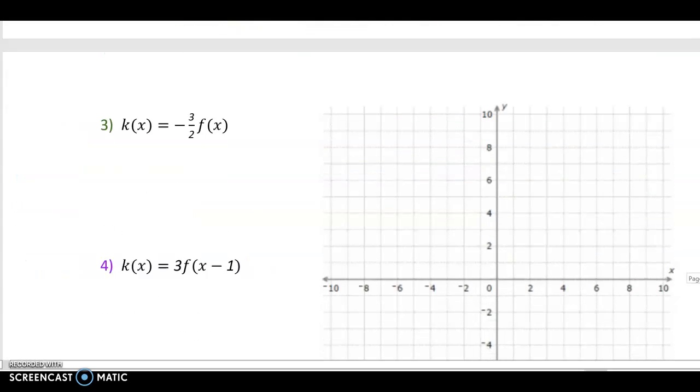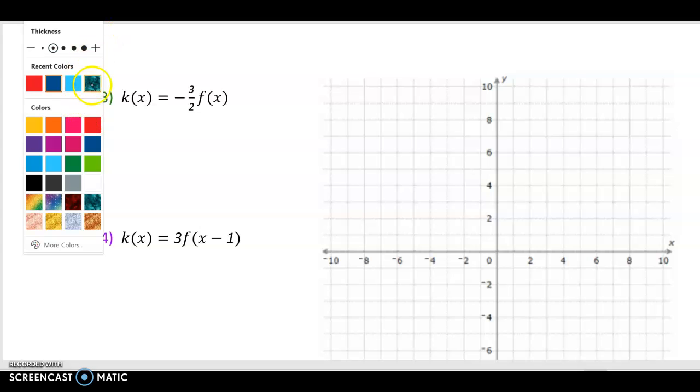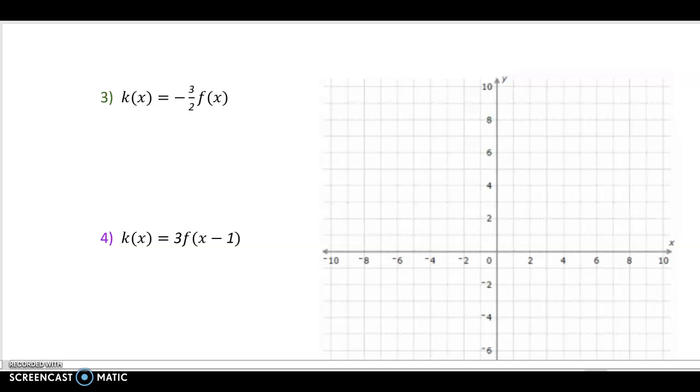We're going to look at the next 2 as well and just talk about what the transformations are. And then I'm going to leave you to try graphing them all on your own. See how that goes. Next one, there's actually 2 transformations here. There's the negative and there's the 3/2.